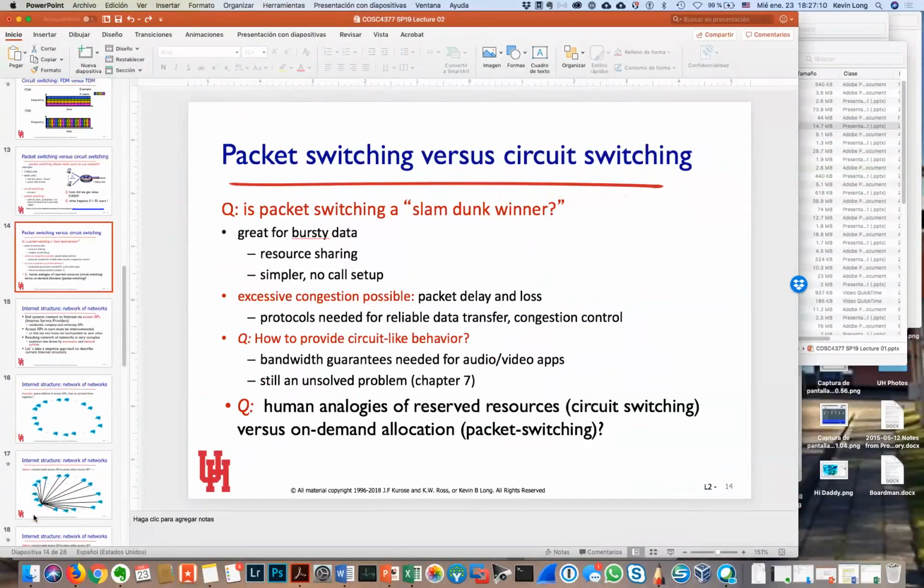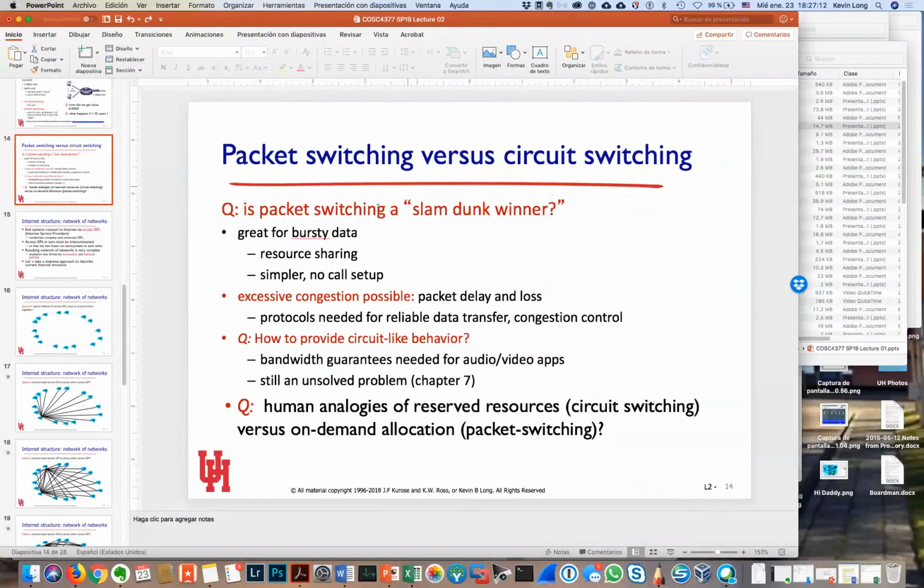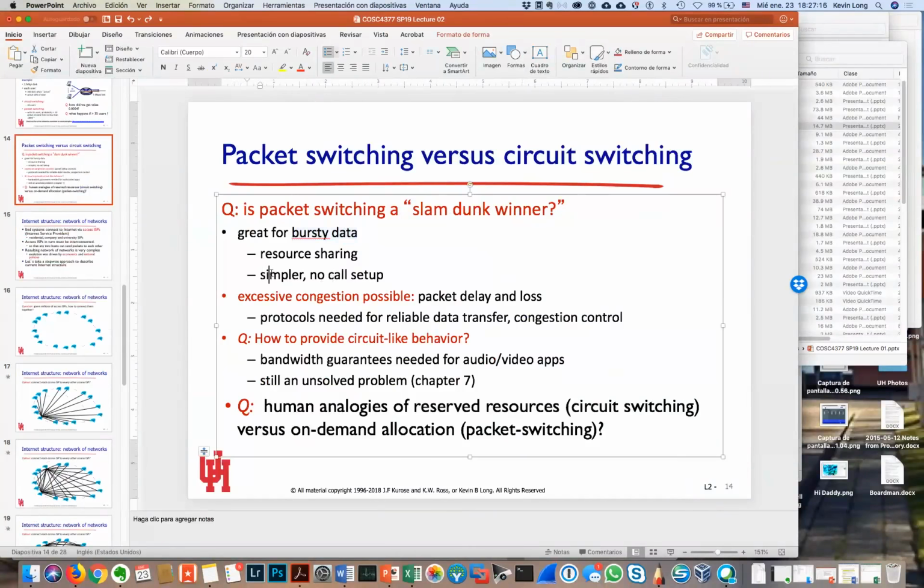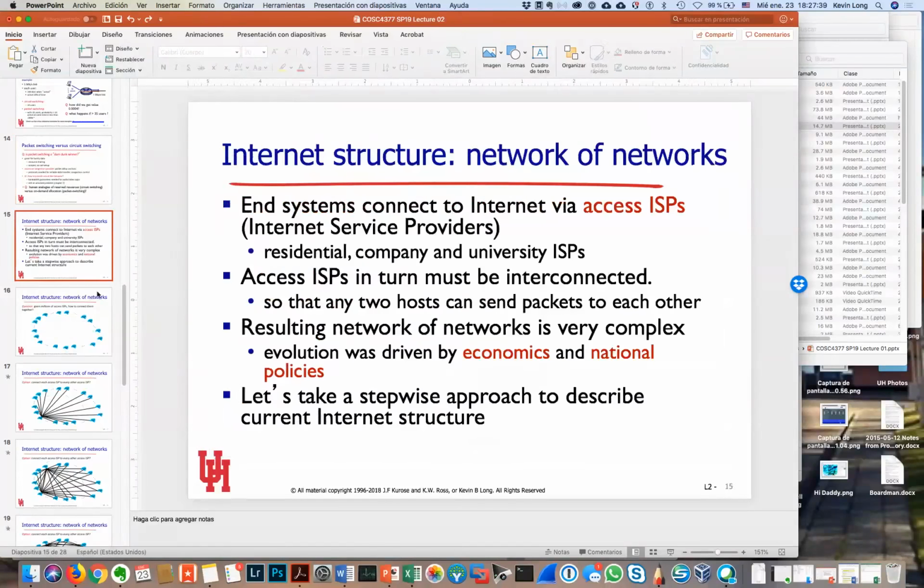Okay, to wrap this up here, is it a slam dunk winner? Well, it's great for bursty data. It's simple. There's no call setup, meaning you don't have to do all the addressing and set things up front. You just let loose a packet and let the network figure out as the packet goes along. Oh, I just saw a packet that needs to go here. Where should I send it? You let them figure it out as they go. You can have congestion, and you need some more tools than we give you on the internet today to really make this thing act like a true circuit switch network.